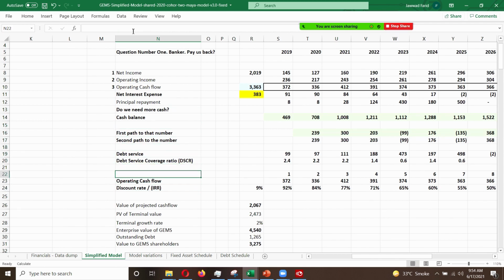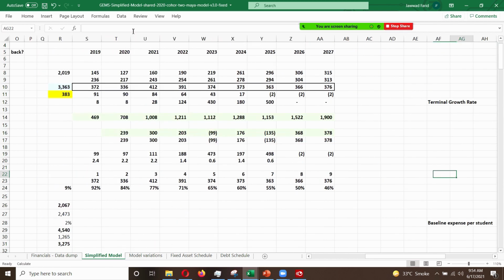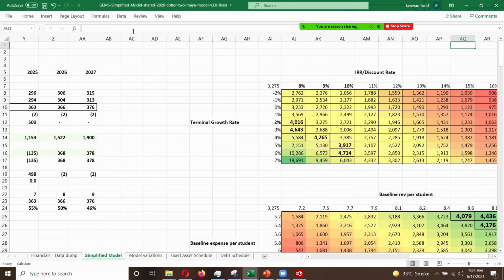Question number 3. How much is GEMS worth? We've answered that question. Question number 4, which is here, which is how do we test it? How do we test our valuation model? We answered that question. So we answered 4 questions in total.